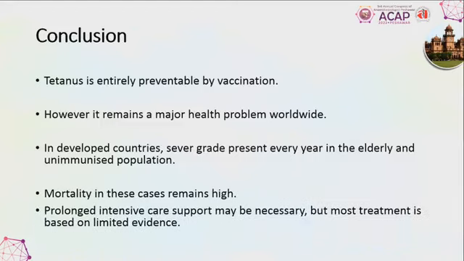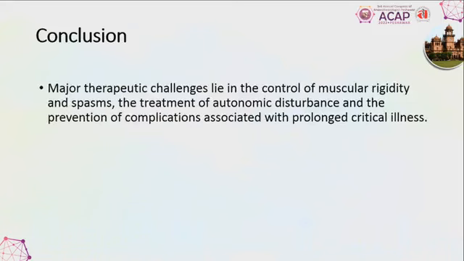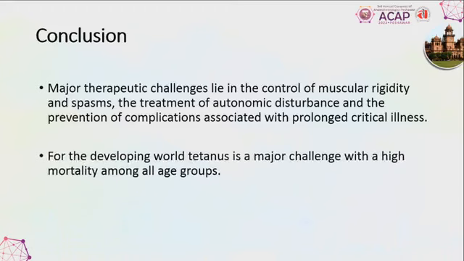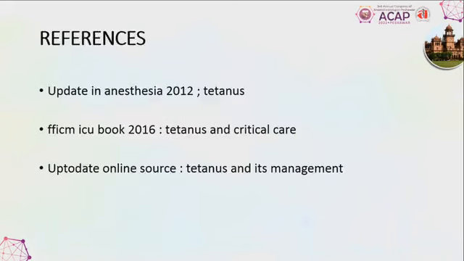Prolonged intensive care support may be necessary, but most treatment is based on limited resources. Major therapeutic challenges lie in control of muscular rigidity, spasm treatment and autonomic disturbance, and the prevention of complications associated with prolonged critical illness. For the developing countries, tetanus is a major challenge with high mortality among all age groups. The use of magnesium sulfate to avoid long-term ventilation is a hopeful development and will need further evaluation.